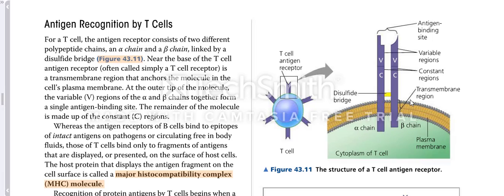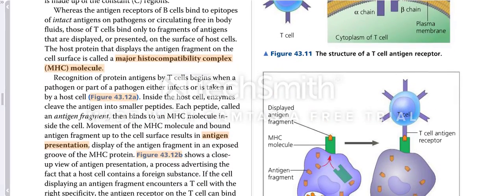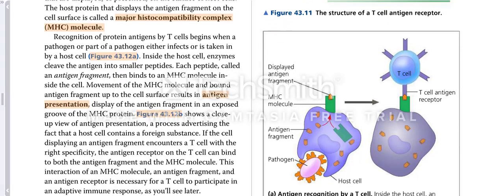You have an alpha chain and a beta chain, but again, these chains are connected by a disulfide bridge, just like in the B cell. The book also states that while B cells bind to epitopes of intact pathogens, the T cells bind to fragments of antigens.